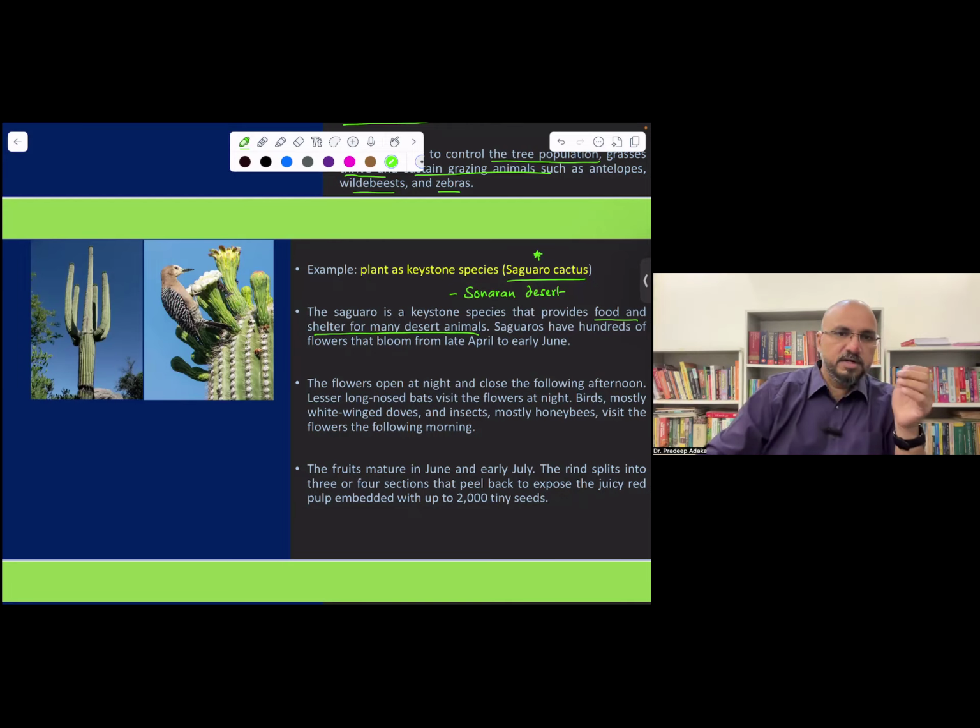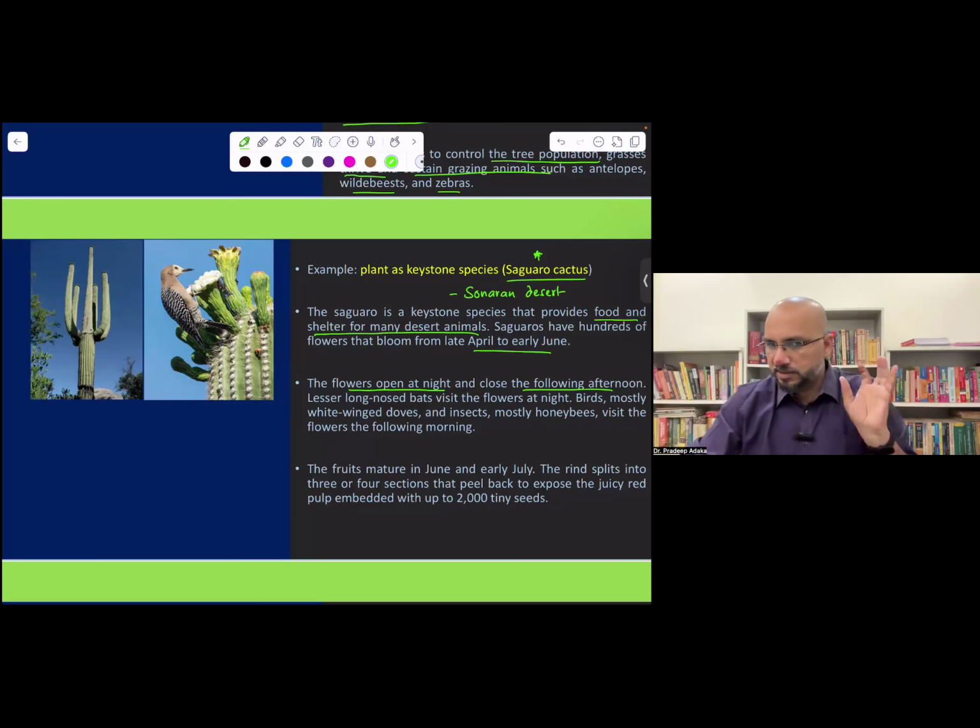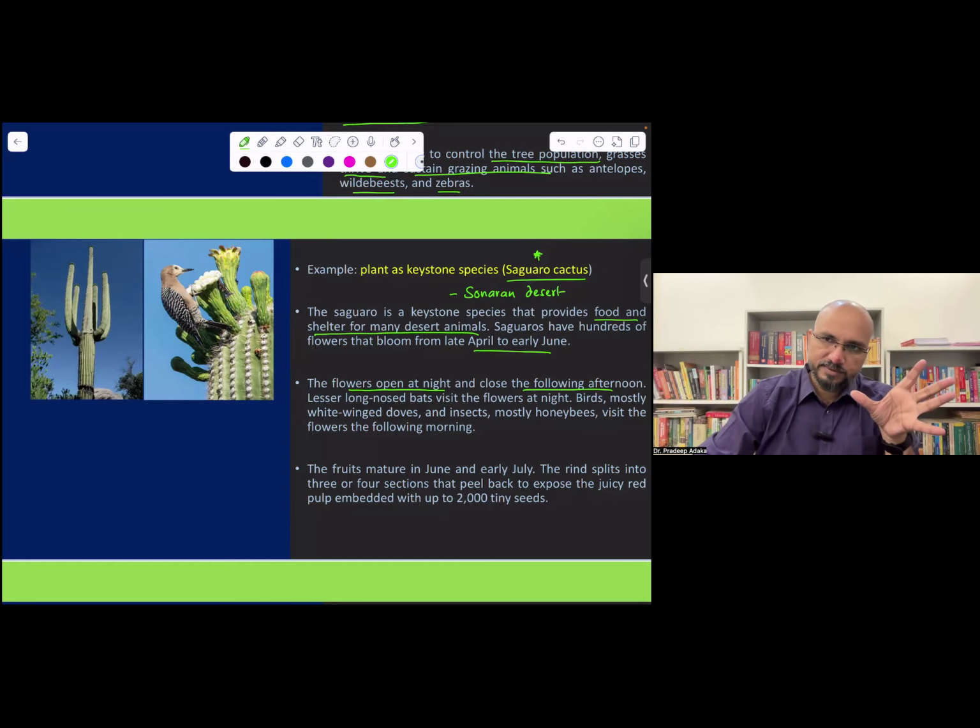So saguaros have hundreds of flowers that bloom during April to early June. So flowering will start in April up till June. In the late June and July, you will have fruits. So during the night time, flowers open at night, and close the following afternoon. So early mornings it will be open, by afternoon it will close. So night में bloom करता है, and it will be open in the early morning also. By noon it will again close.